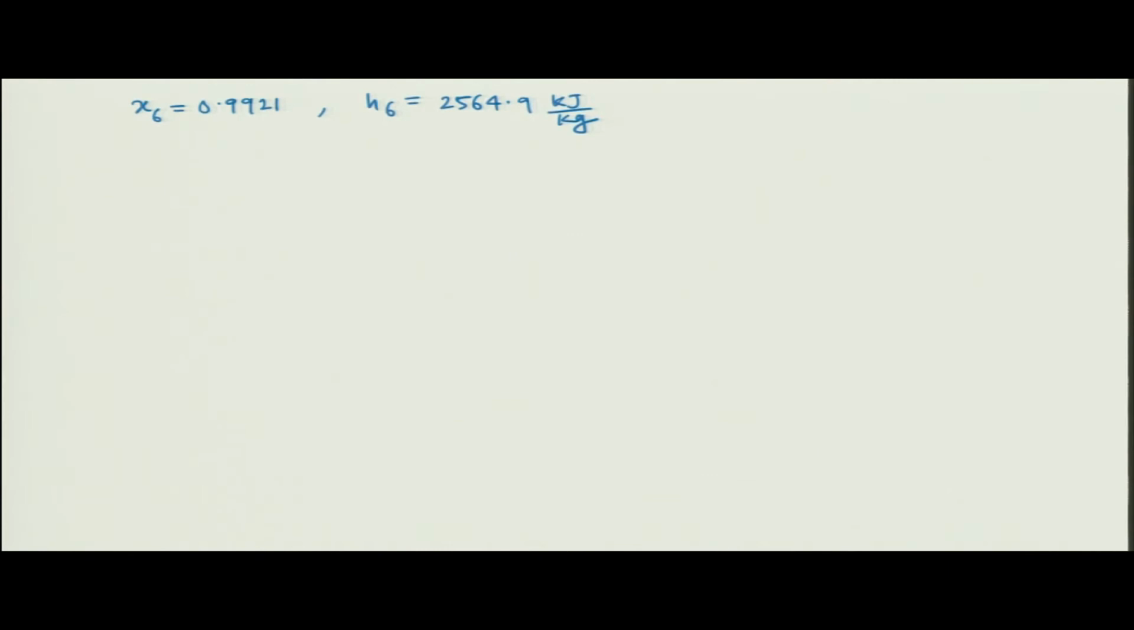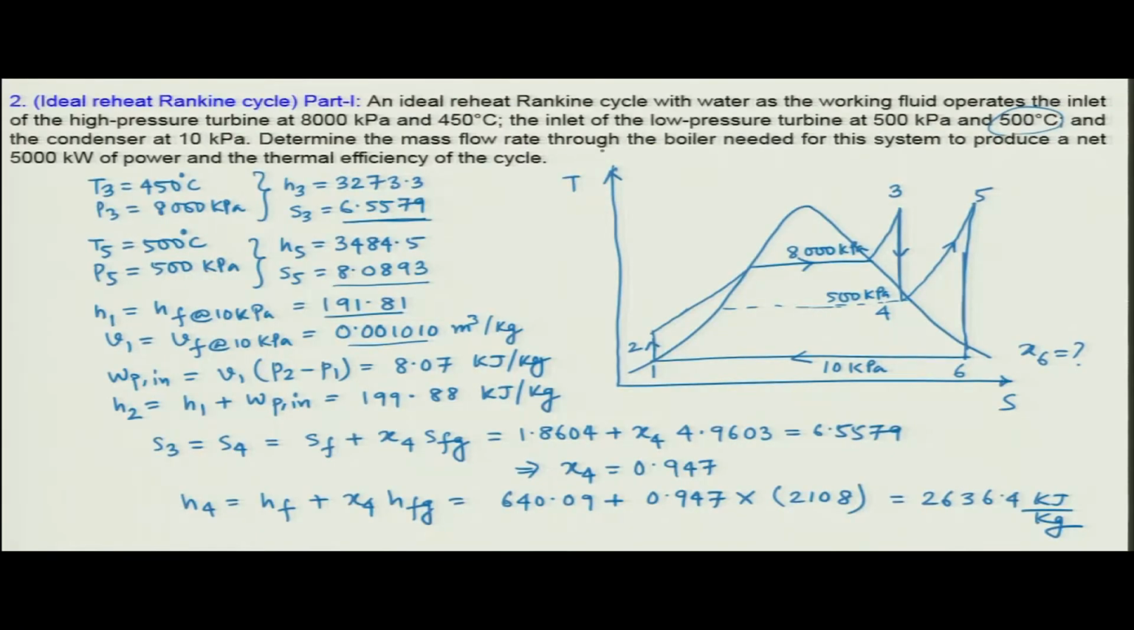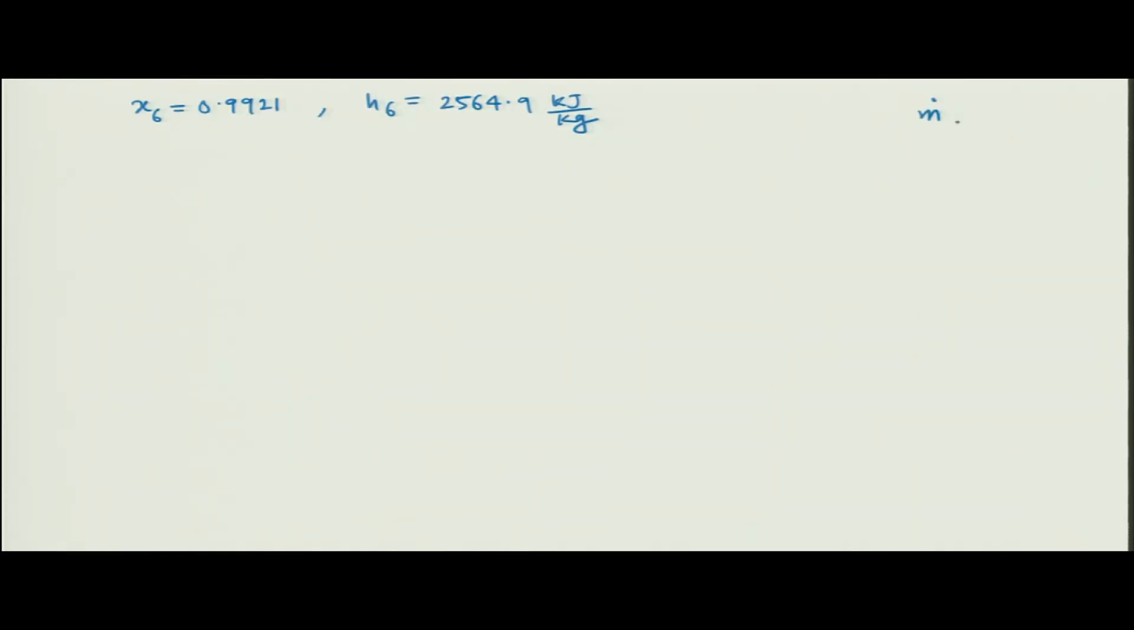Next we have to calculate the mass flow rate through the boiler, okay, needed to produce a net power of 5 megawatt, right. So, what is the mass flow rate of steam that we have to find, and the thermal efficiency of the cycle. So, these are the things. One is the mass flow rate of the steam, another is the thermal efficiency of the cycle. So, let us first calculate the heat addition. So, Q in is the heat addition, that should be equal to H3 minus H2, that is the first stage of heat addition, and the second stage of heat addition is H5 minus H4. So, you just put the numbers and you will calculate this as 3921.5 kilojoule per kg.